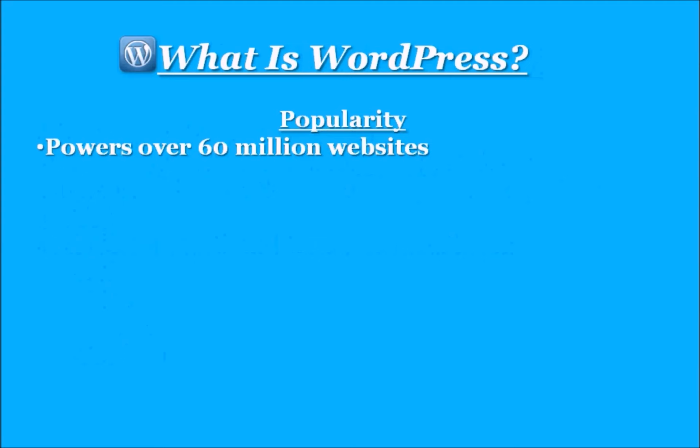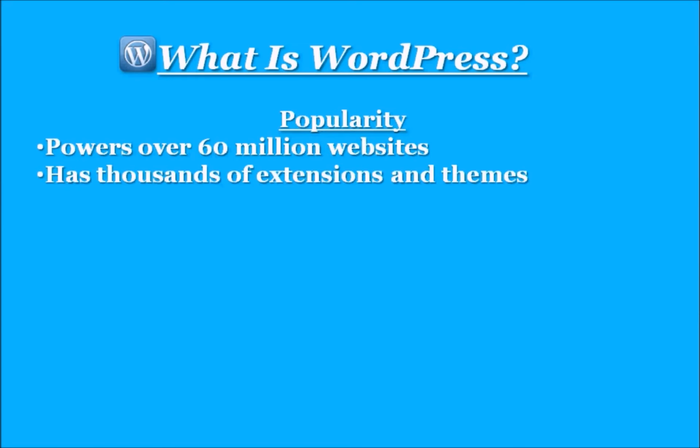WordPress has become increasingly popular, and it currently powers over 60 million websites. It has thousands of extensions and themes, and this is what has really made WordPress so popular and so powerful, because there are so many different layouts and you can really create a beautiful website with the themes. The extensions, the plugins, really make WordPress so nimble, and you can do pretty much anything with WordPress.